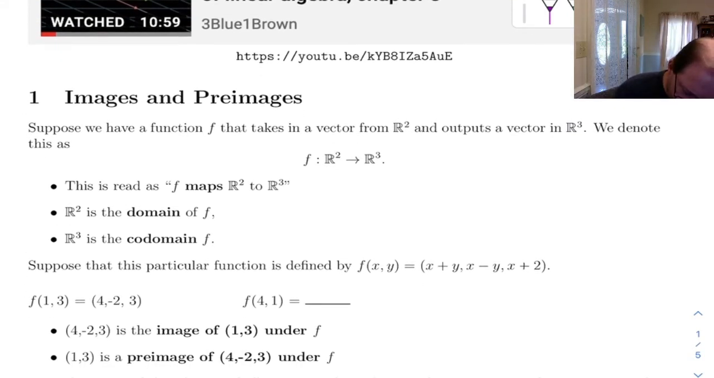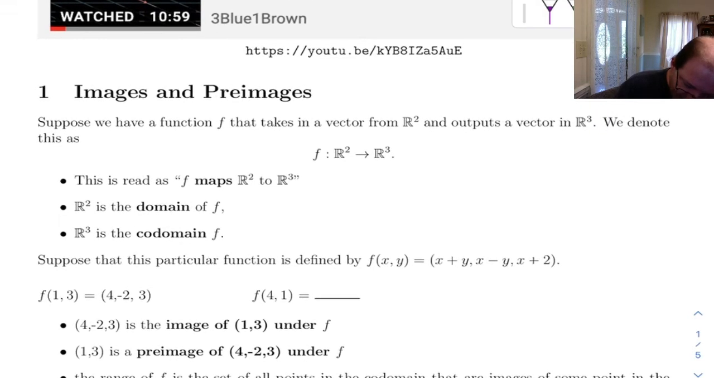So suppose we have a function that takes in a vector from R2 and outputs a vector from R3. We denote it by this right here. This notation is read as f maps R2 to R3. So R2 is the domain of the function and R3 is the codomain of the function. You might have expected me to call that the range, but we'll talk about range in a minute.